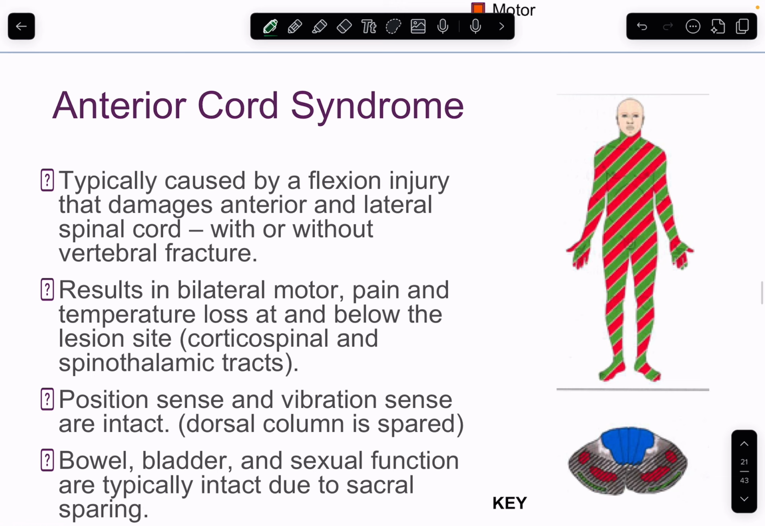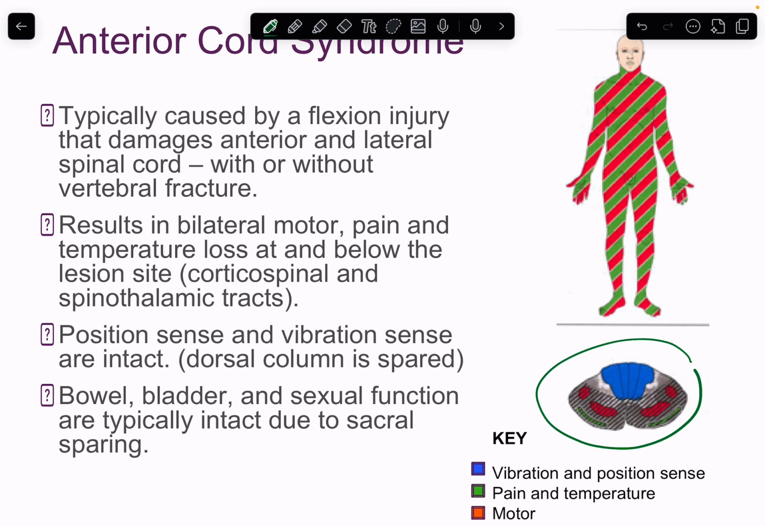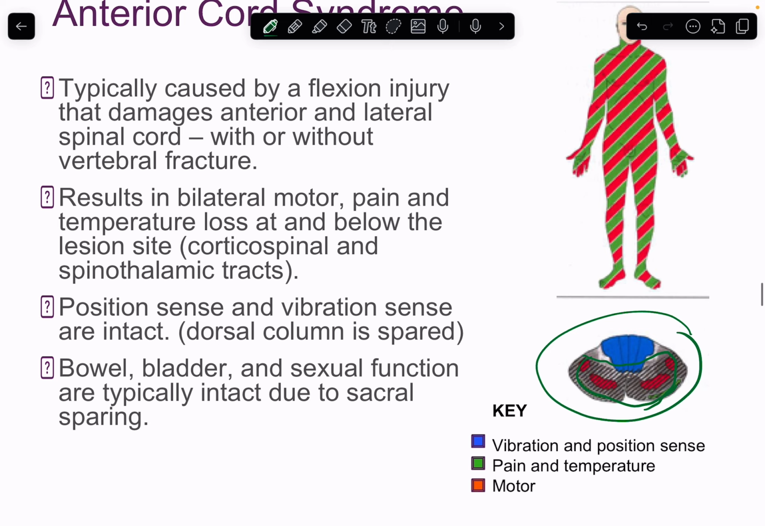So how about anterior cord syndrome? Looking again at the anatomy of this spinal cord, the anterior portion of your spinal cord is affected. And in the anterior portion, watch which tracts are affected. It affects the motor and then pain and temperature. Therefore, the vibration and position sense is intact.